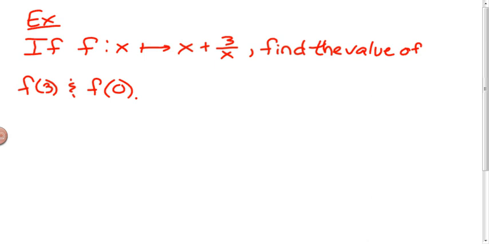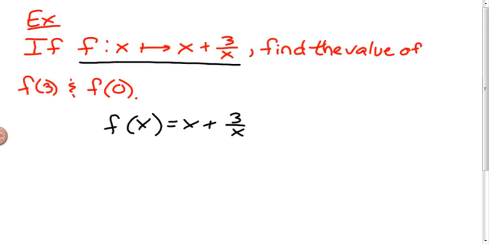So if f such that x maps onto x plus 3 over x, find the value of f of 3 and f of 0. So understanding just with notation that this initial notation here is exactly the same thing as f of x equals x plus 3 over x. And as soon as you understand that, it's plugging it in just like you normally would.